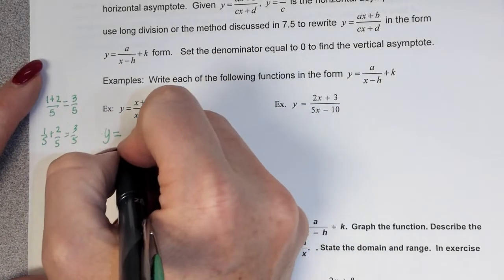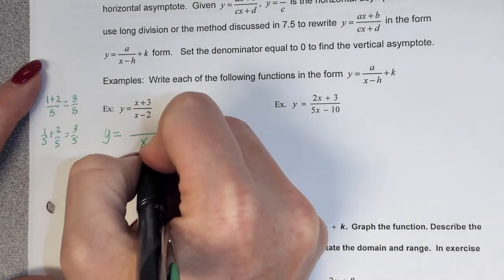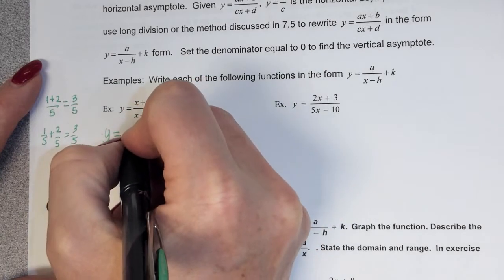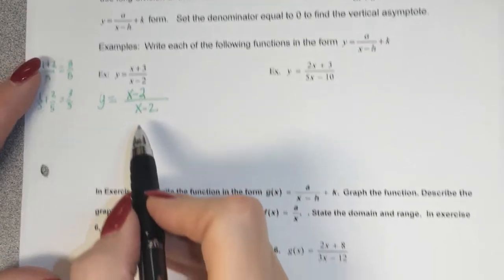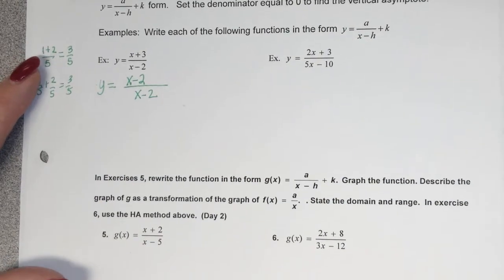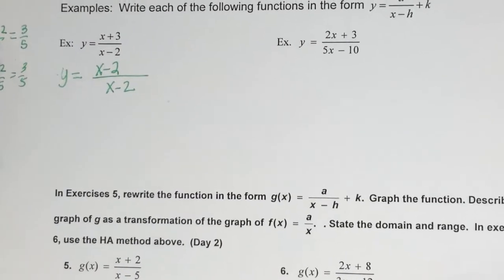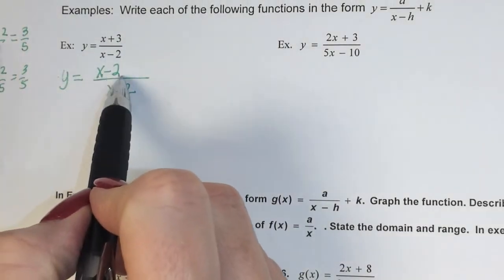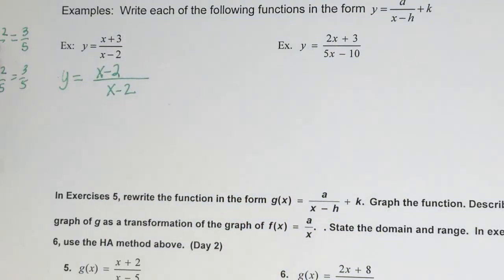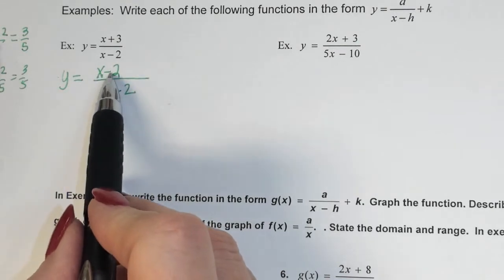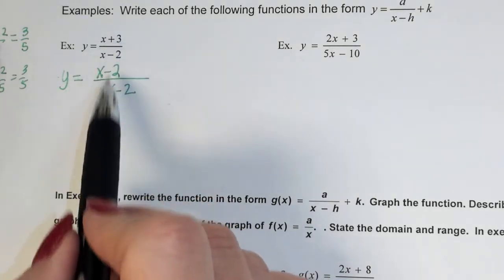So what I want is to have x minus 2. I want to be able to split it up so that I have an x minus 2 in the numerator because I want it to cancel out. But in order to have that happen, I have to keep it equal. So if I write x minus 2, what would I have to do to that to keep it equal to x plus 3?